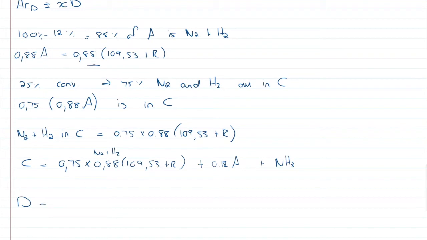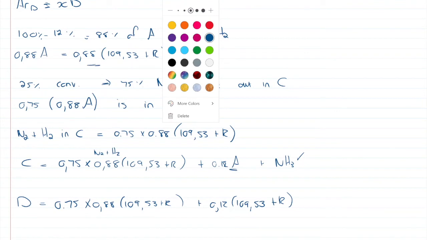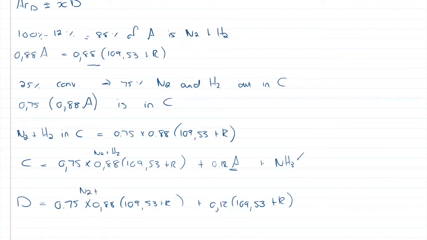D is nitrogen and hydrogen, so that's 75% times what came in. And the hydrogen, which is 12% of A, and A is 109.53 plus R. So we have got rid of this by looking at stream D. So just to show, this is N2 plus H2. And this is argon.